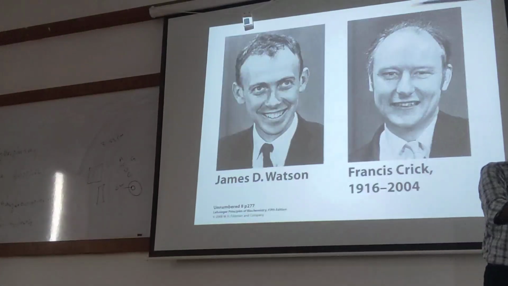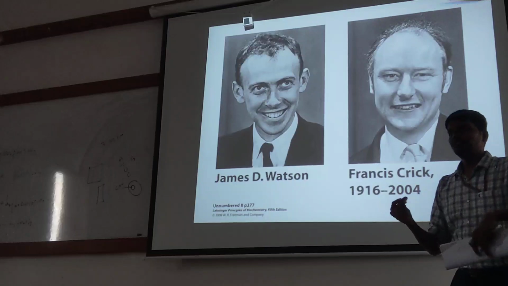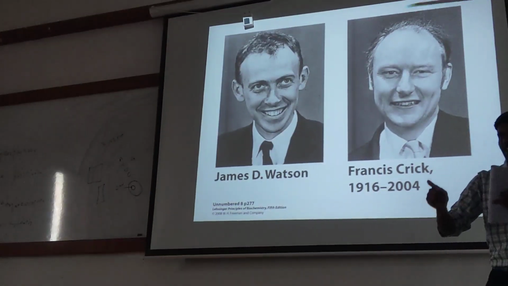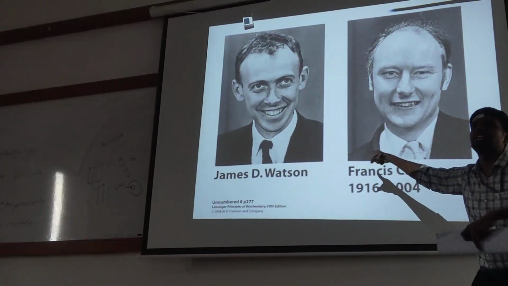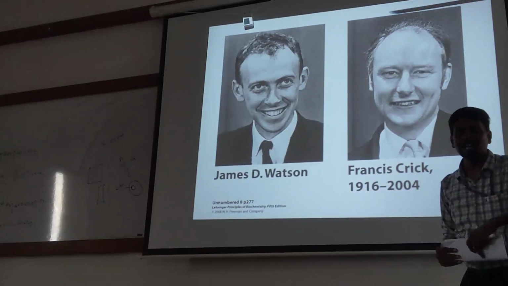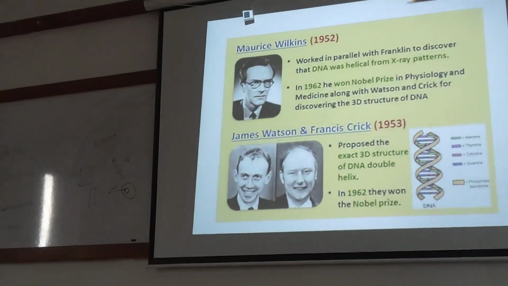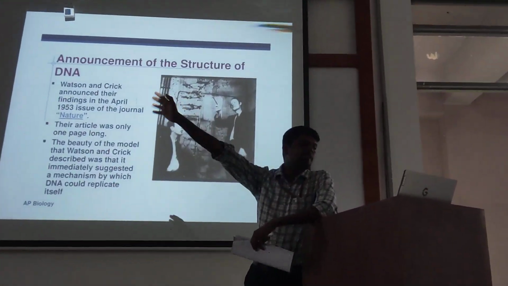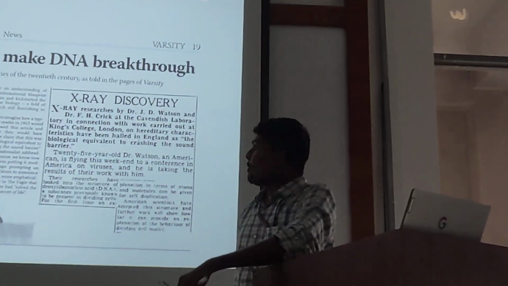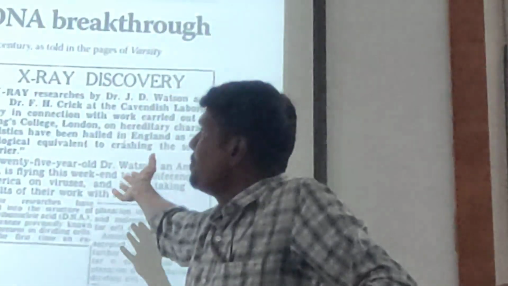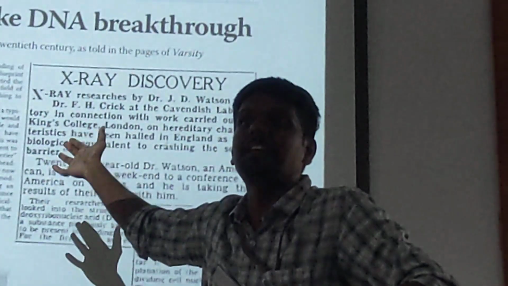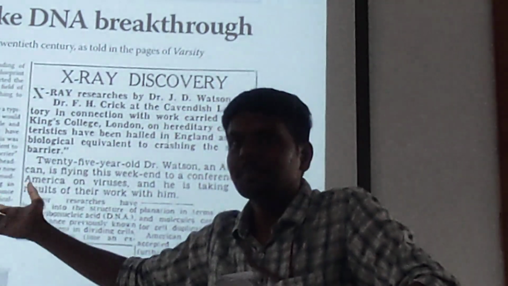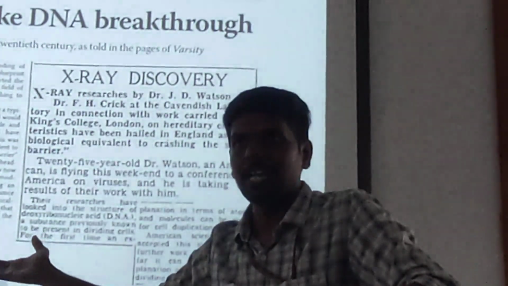So they went to their lab and started formulating their thesis. Within 1 month after visiting Rosalind's lab, they became celebrities overnight. Every newspaper started publishing: a groundbreaking discovery has happened in the history of science. The structure of DNA has been unveiled to humans. And the groundbreaking discovery was credited to Watson and Crick. But who actually did it? Rosalind Franklin, right?